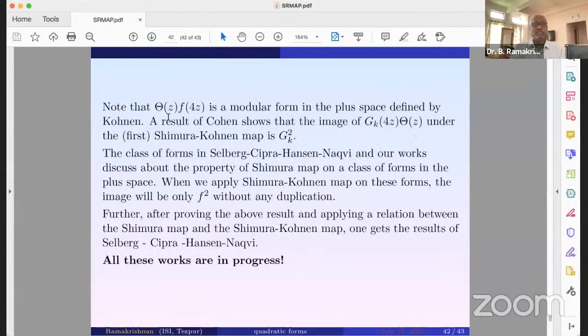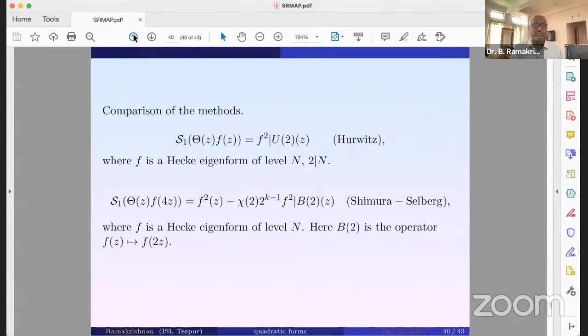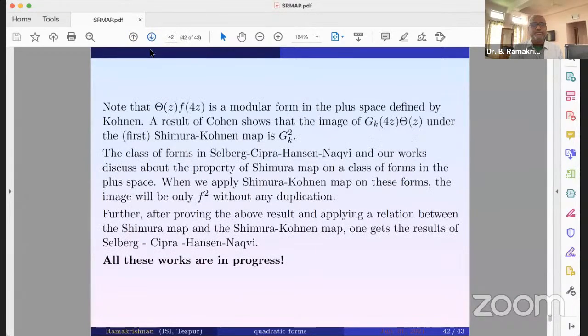Another observation which we saw is that they consider f(4z) times theta, which is a modular form in the Kohnen plus space. In the Hurwitz method, this function is f times theta, but it need not be in the plus space. On the other hand, when you consider f(4z) times theta, it is in the plus space. Therefore, Selberg's observation can be thought of as finding the image of a class of functions in the plus space under the Shimura map. That's what it says.